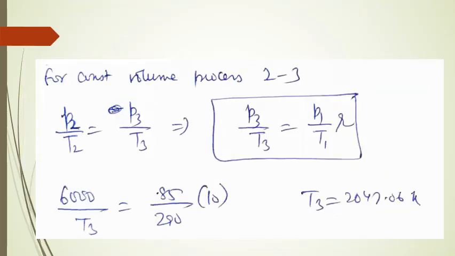Now we know that 2 to 3 is a constant volume process, so we can write P2 upon T2 equals P3 upon T3. So substituting the value of the expression on the previous slide, that was given as P2 upon T2 equals P1 upon T1 into r, we find out the value of T3 as 2047.06 Kelvin.